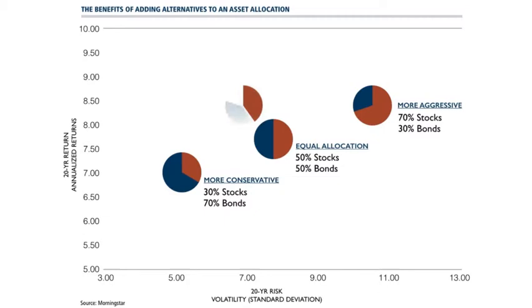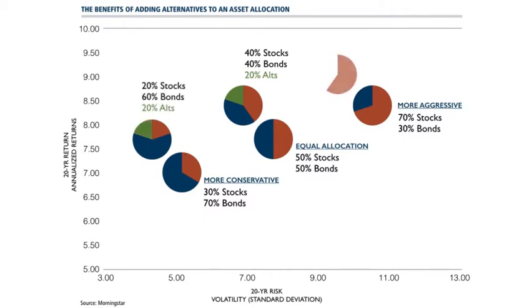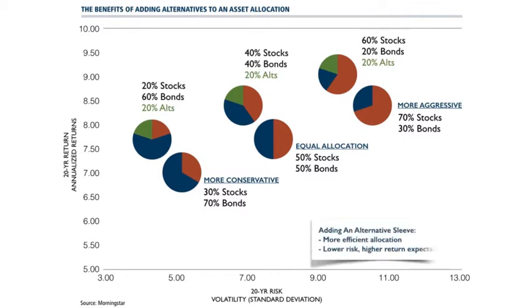To illustrate how alternatives can add value, we created an allocation that includes a 20% mix of alternatives. When adding this sleeve to the original allocations, the new portfolios move up and to the left on the chart, indicating a more efficient allocation has been created, with lower risk and higher return expectations. Depending on an investor's risk tolerance and investment objective, an allocation of 10 to 20% in alternatives may make sense in order to have a meaningful impact.